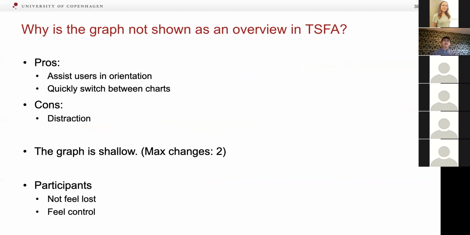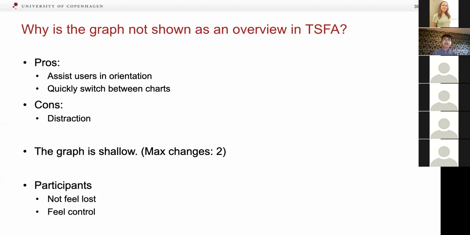You may question why the graph structure is not shown as an overview in the system. The overview can assist users in orientation. Users can quickly switch between charts by interacting with the overview. But the quick switch can also distract users from exploring the connections between charts. And since the goal of this project is exploration, we opt out this overview. So users can focus on exploration.